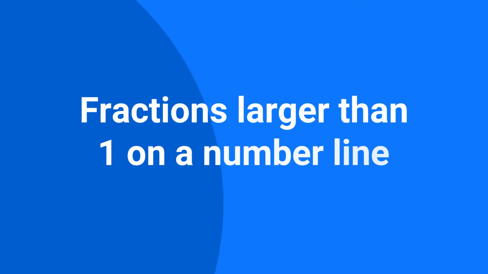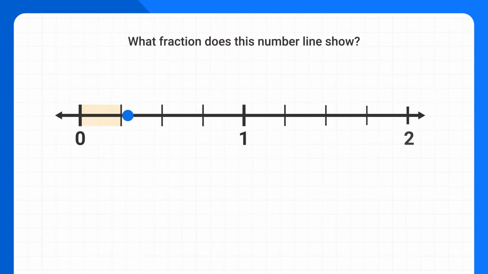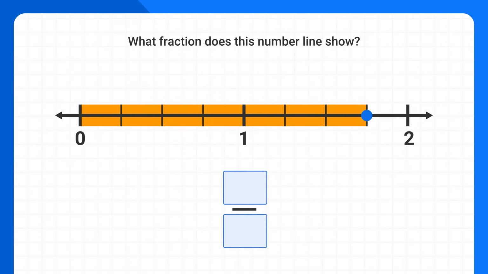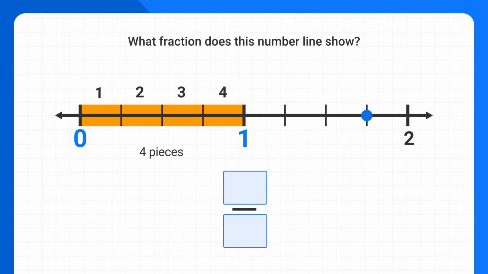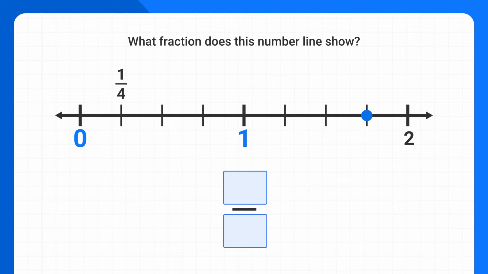Today, we're learning how to identify fractions that are larger than 1 on a number line. Let's start by identifying what fraction this number line shows. Well, the first thing I'm going to do is identify what fraction each piece of the number line represents. I can see the space between 0 and 1 has been split up into 4 pieces. That means each piece of this number line is 1/4.